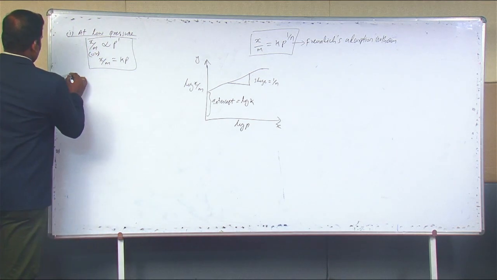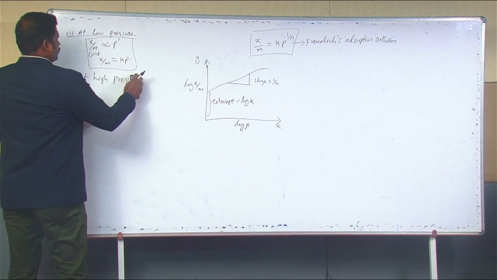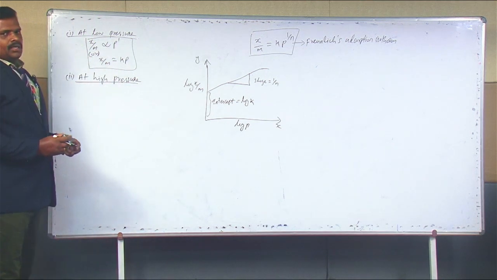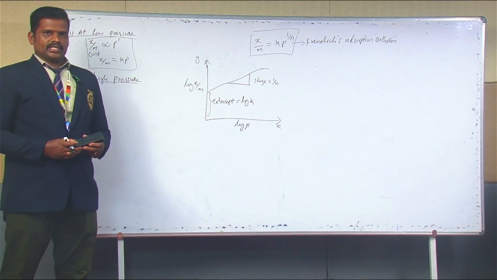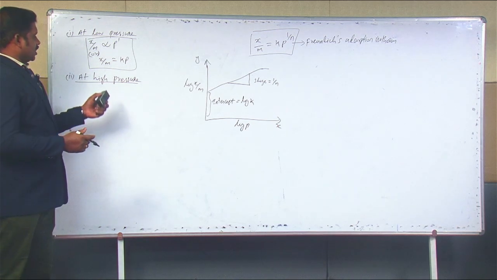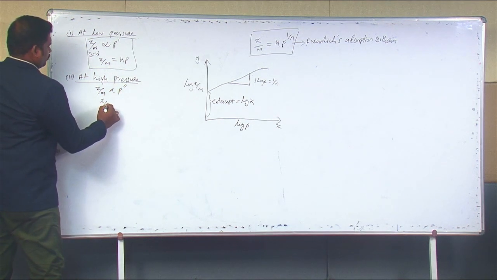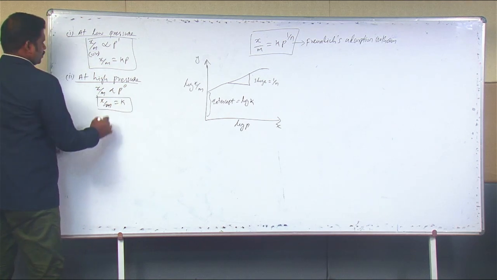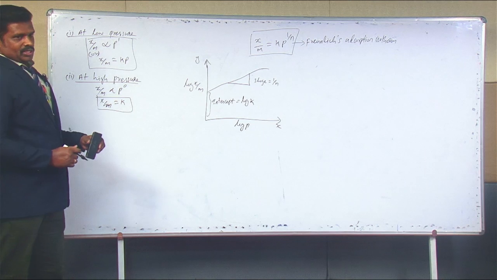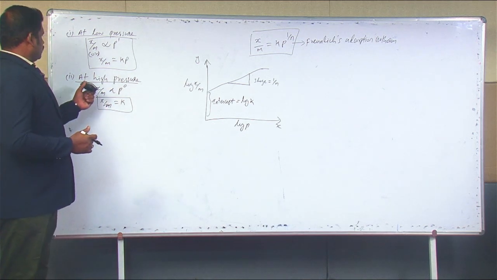And then at high pressure, adsorption is almost constant. So there is no change in the adsorption. There is no increase or decrease in the adsorption if you are changing the pressure. So x by m is directly proportional to p power 0, or x by m equal to k. So adsorption is independent of the pressure, and we cannot alter the adsorption by changing the pressure. That's called the second condition.